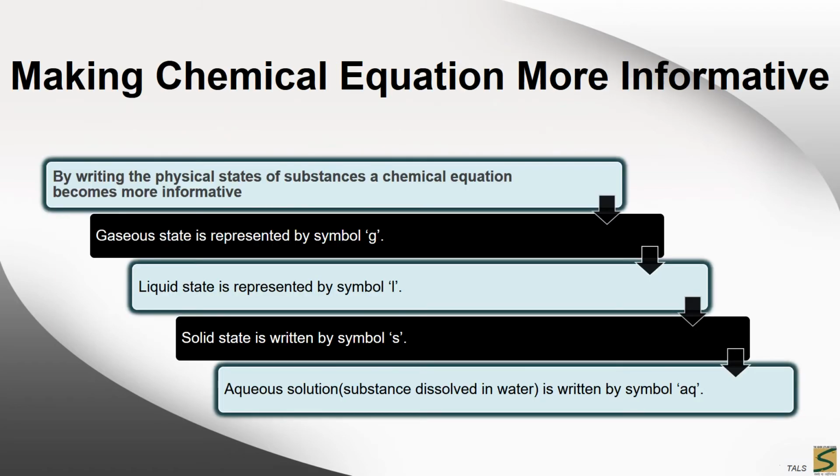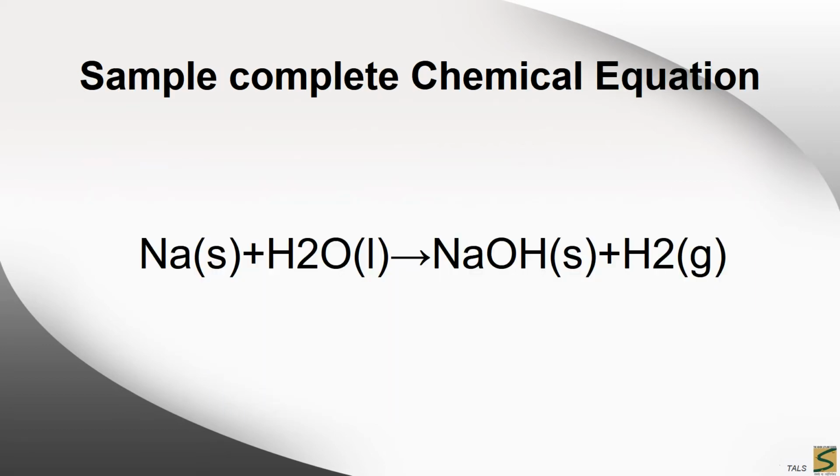We can make a chemical equation more informative by writing the physical states of substances within brackets. Gaseous state can be represented by g, liquid by l, solid by s, and aqueous substance by aq. Now here you can see a sample complete chemical equation which has the physical states also written. Na in solid state, H2O in liquid state becomes NaOH solid, giving H2 gas.